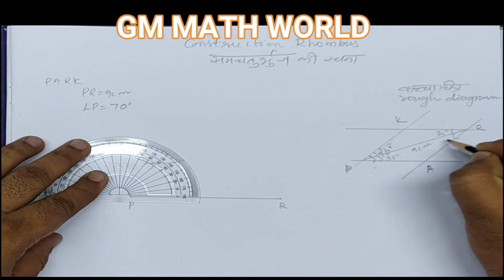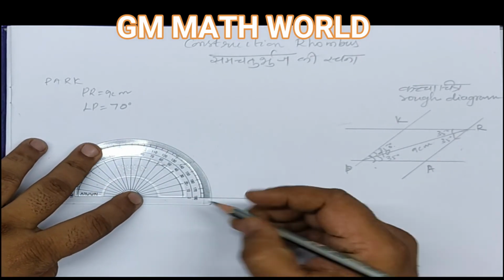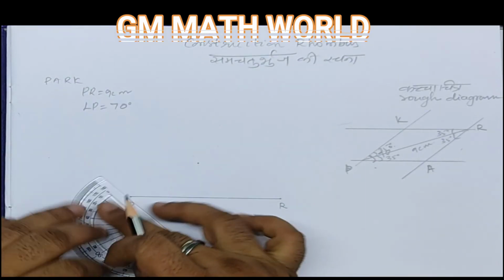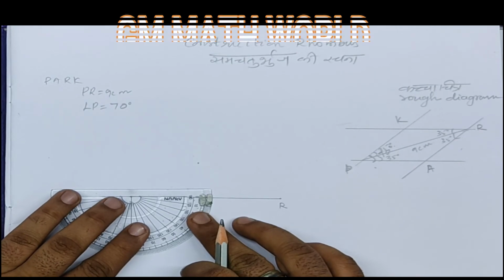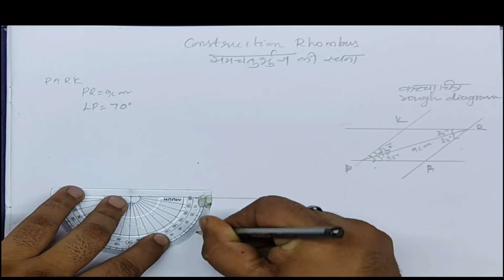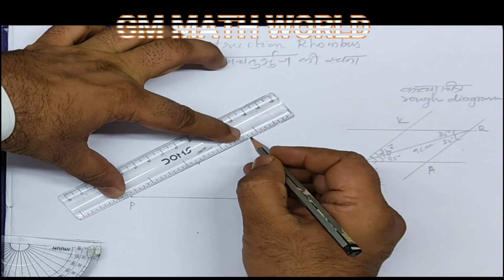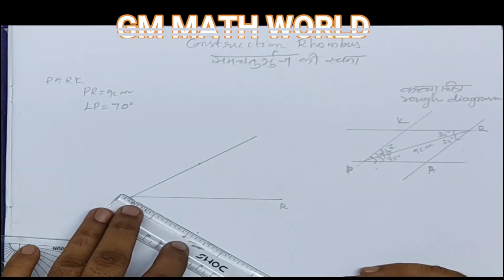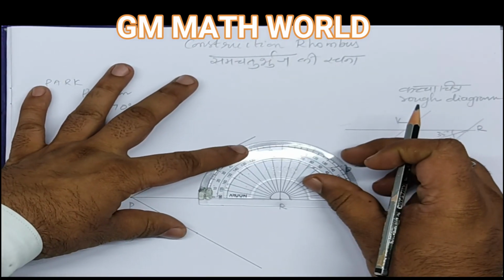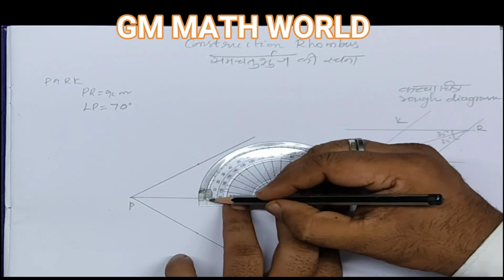Now it's time to draw the flat diagram. Put a dot on 0 and at 9 centimeter. Join both the dots to get PR as 9 centimeter, and half of 70 degrees is 35 degree. Keep the protractor on P and measure 35 degree: 0, 10, 20, 30, and 35 is between 30 and 40. And the same we take below PR on P.